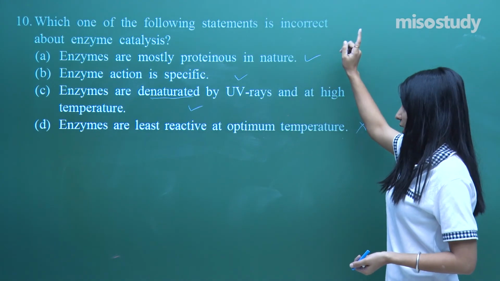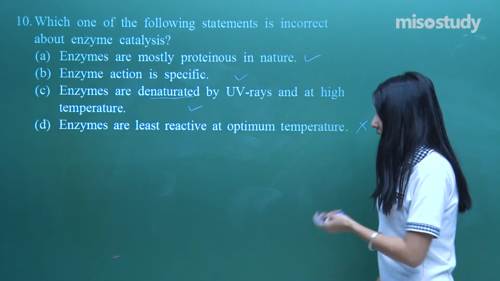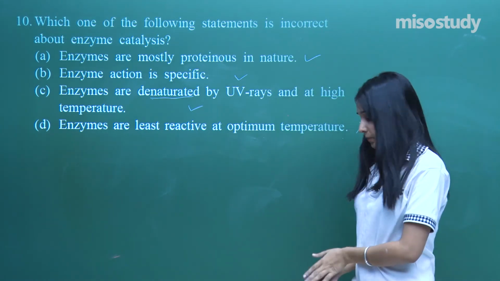And what did I have to choose? I had to choose my incorrect option. So simply I can say option D would be my incorrect option, right?